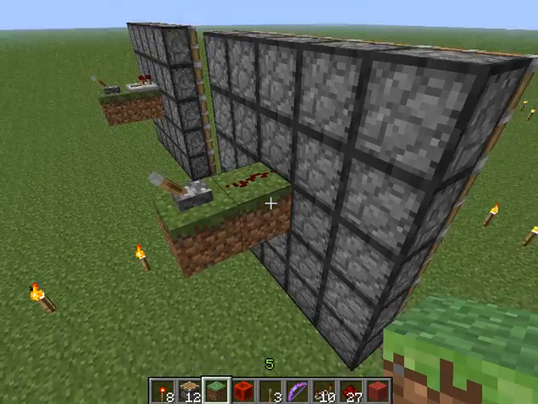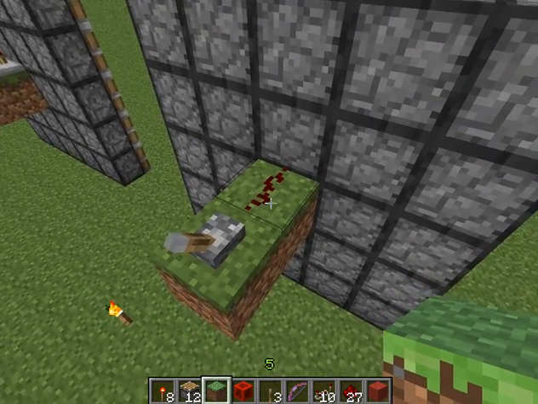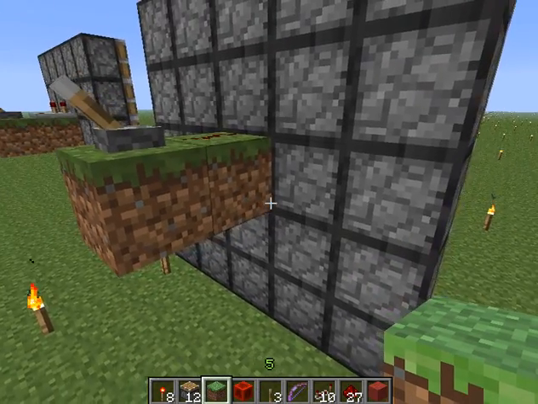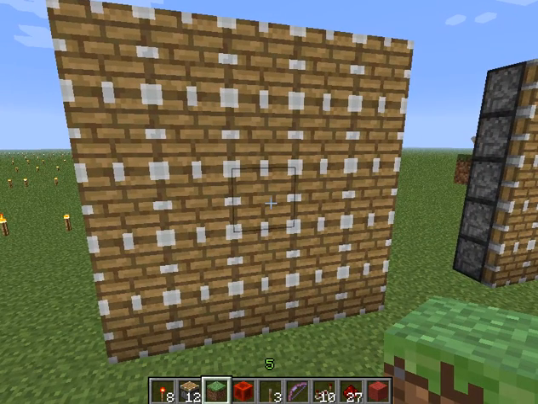Here's a similar setup. I've got some redstone dust and some dirt connected to the very middle piston. Which of these will turn on when I flip the lever? Ready?